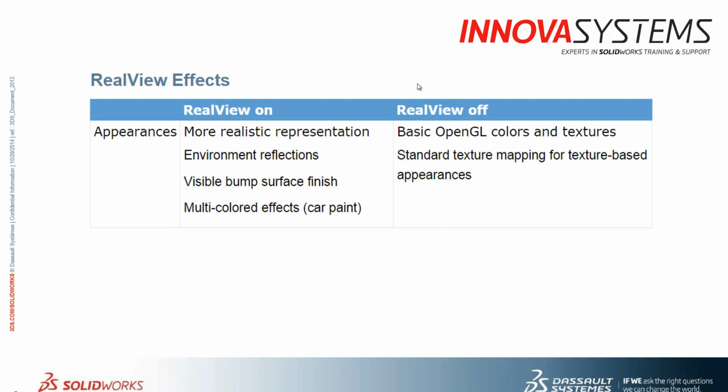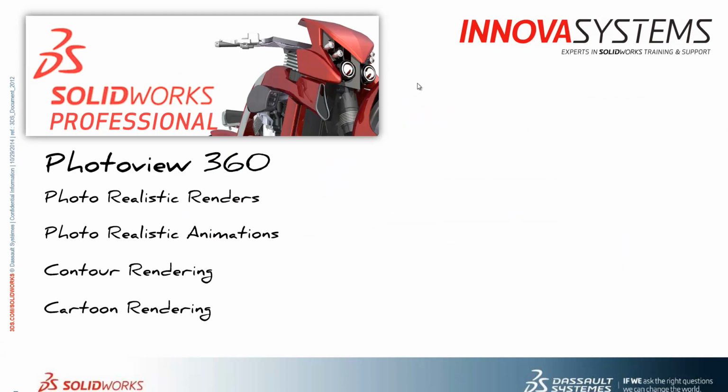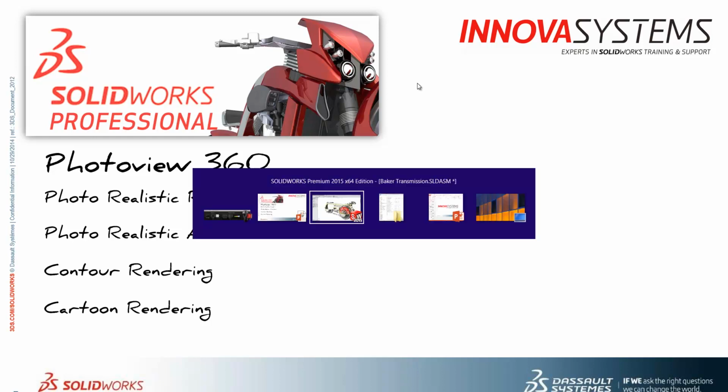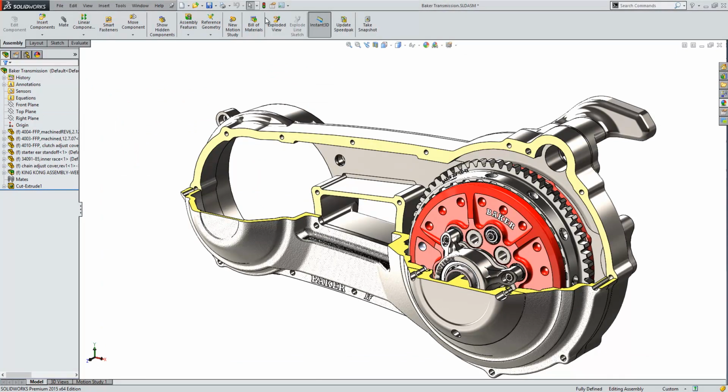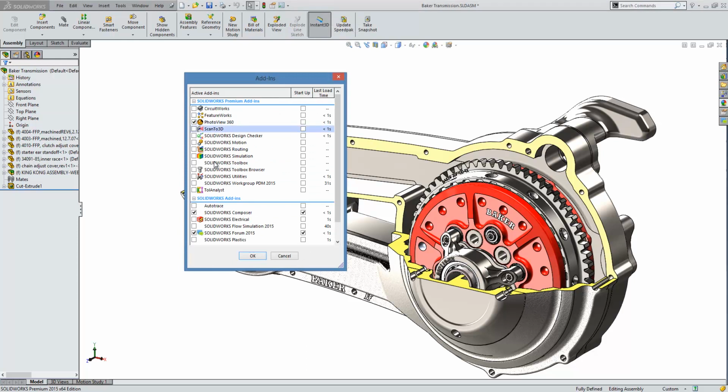Switching back to the PowerPoint, we're now going to look at SolidWorks Professional. SolidWorks Professional does everything that SolidWorks Standard does, but the key thing is that it has a tool in it called PhotoView 360. Within PhotoView 360 we can produce photorealistic renders, photorealistic animations, contour rendering, and cartoon rendering. So we'll switch back to our model and toggle on PhotoView 360.